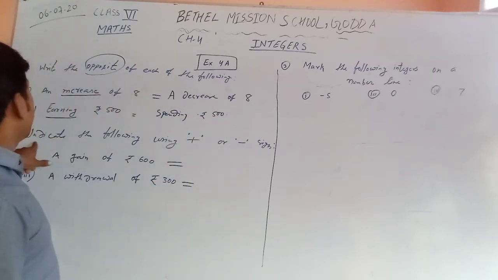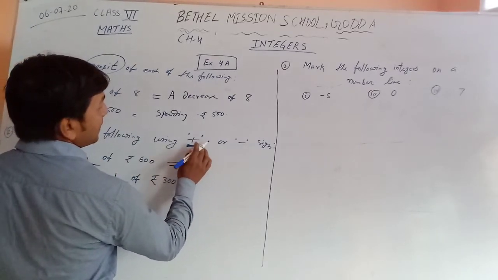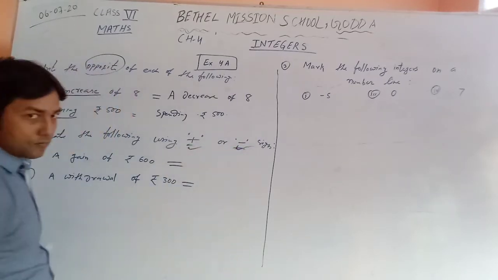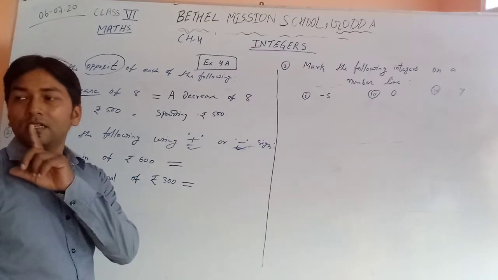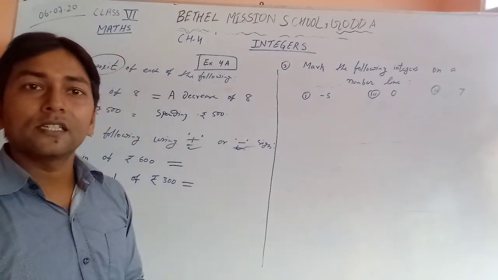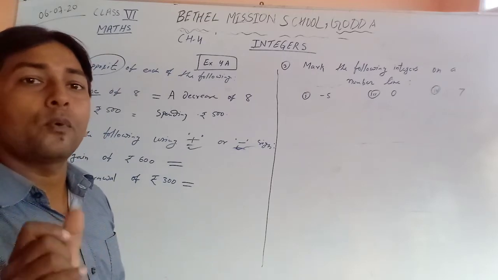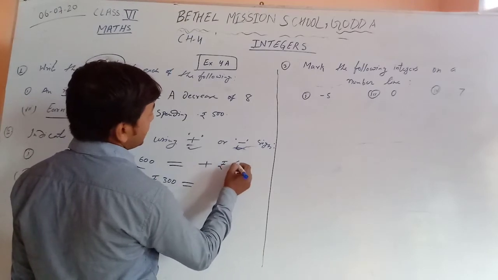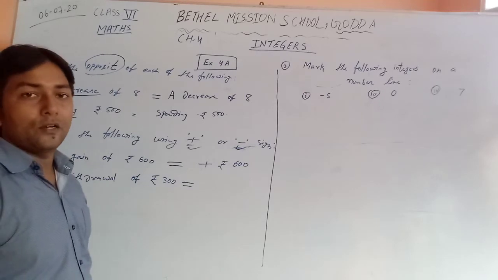Now second, indicate each of the following using plus and minus signs. You have to use this or this. So a gain of rupees 600. Gain, you know, when you earn money, your money is increasing, means you are getting positive. So this is plus rupees 600. And here, a withdrawal of 300 rupees.